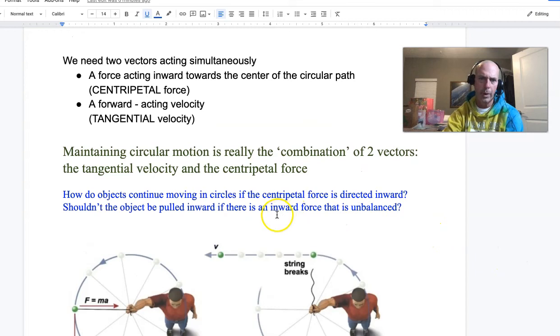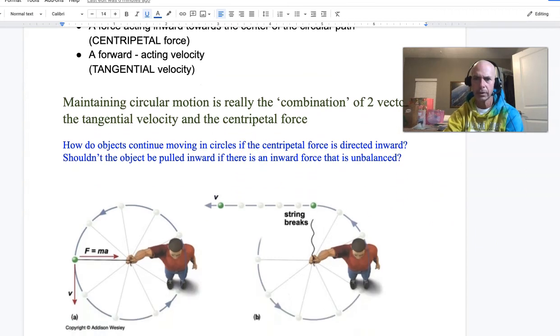Now, what might happen then? What might really happen if the string breaks? Well, if I'm rotating this around and the string breaks, then I get rid of that force. Now all we have is a tangential velocity vector and the object flies forward. All right.